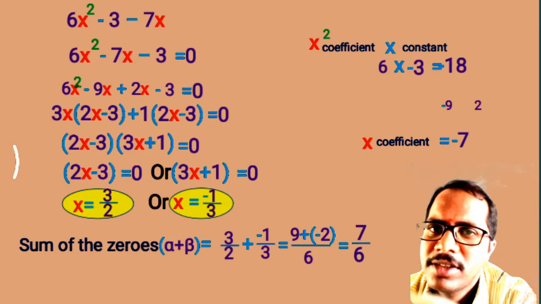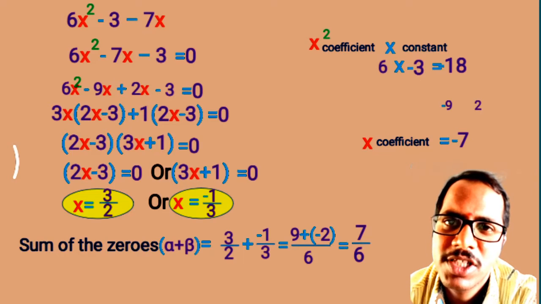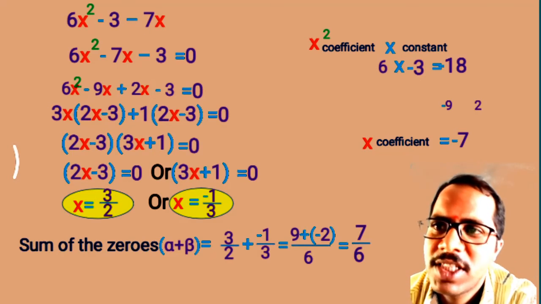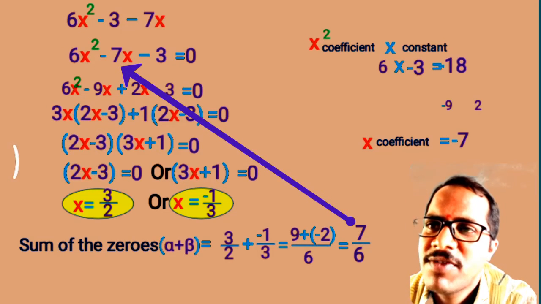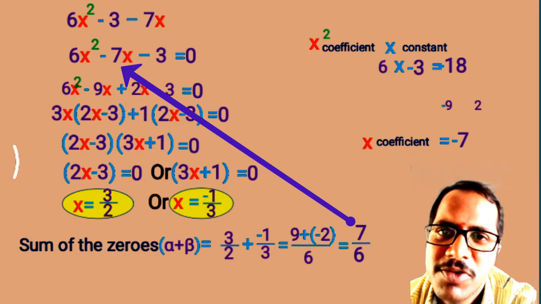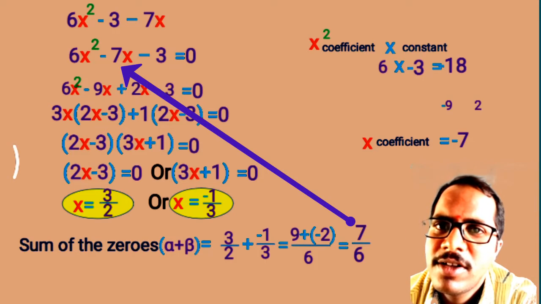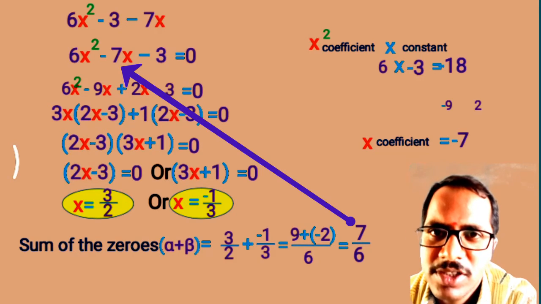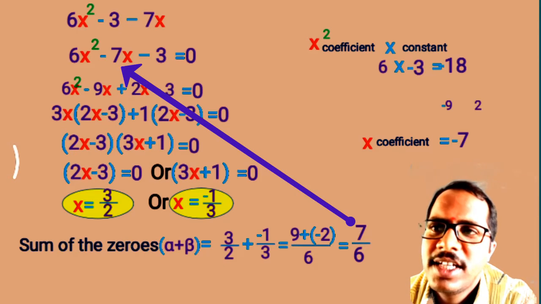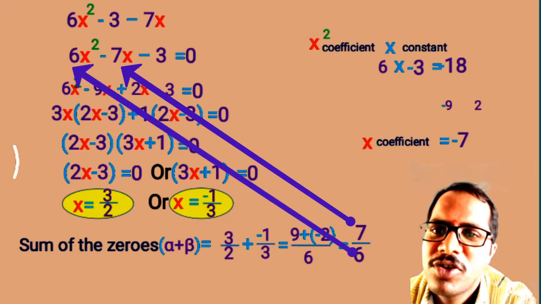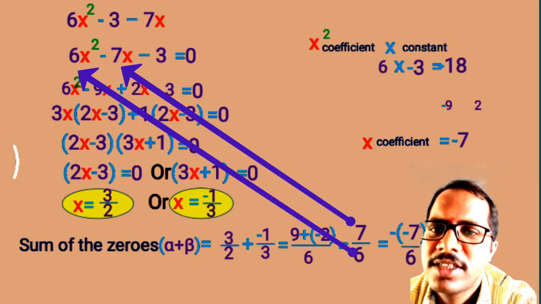Now if we compare this fraction with the coefficients of the given quadratic polynomial, in the numerator we have positive 7, seems to be related with the coefficient of x, that is minus 7. But we have negative 7 as the x coefficient, but here we have positive 7 in the numerator. So to compare this 7 with x coefficient, that is minus 7, we can write this positive 7 as minus into minus 7, and 6, here 6 is the coefficient of x square. So this 7 by 6 can be written as minus into minus 7 by 6.